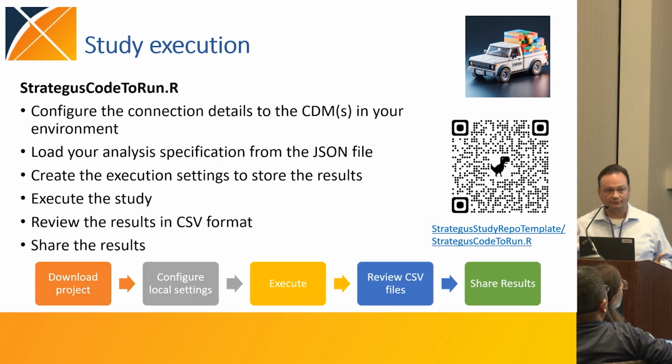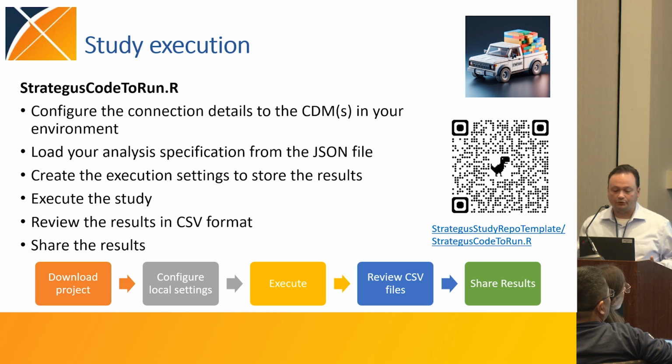Now to the fun part. Jamie mentioned you want to get a friend to run your study, but you want to run it yourself first. Don't bother your friends until you've actually done it yourself. And so to do that, there's a Strategos code to run file that's part of the template.